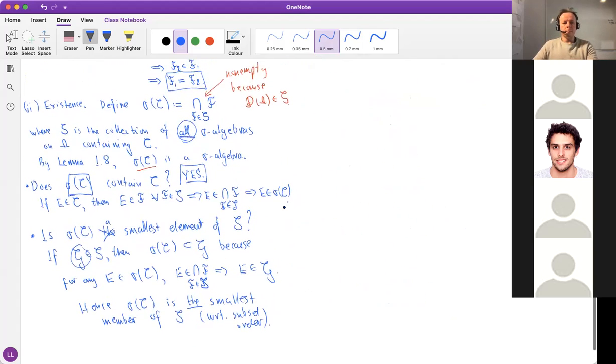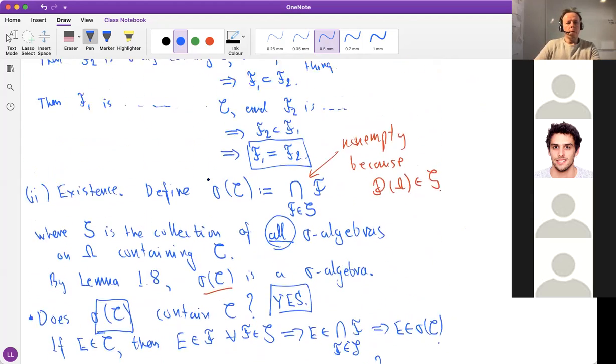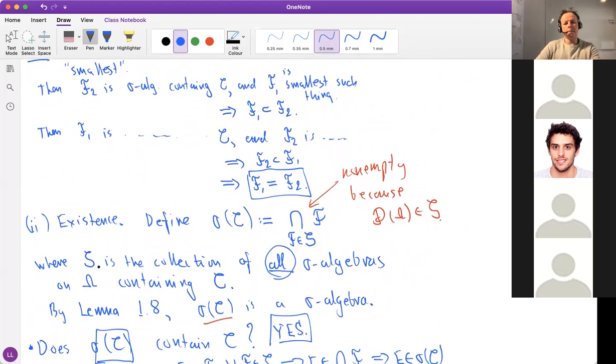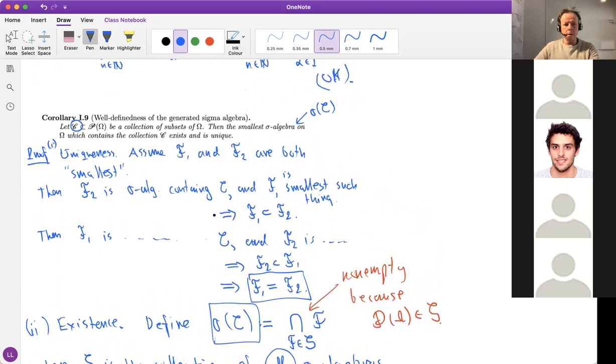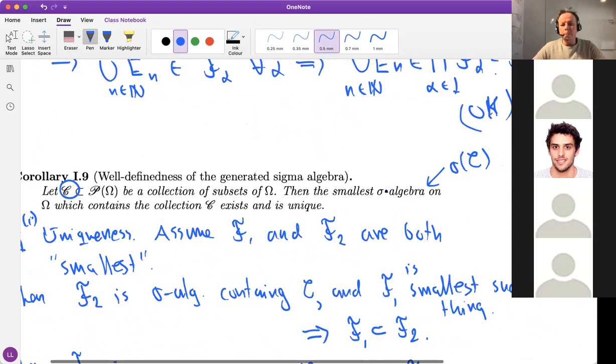So what we have proved: we looked at this abstract collection S, all sigma algebras containing C. And we noted that this sigma of C defined this way is a sigma algebra. It is a member of S, and it is the smallest member of S. So this concludes the proof of what we wanted to do. We proved that for any collection C, there does exist the smallest sigma algebra with the property that it contains C.